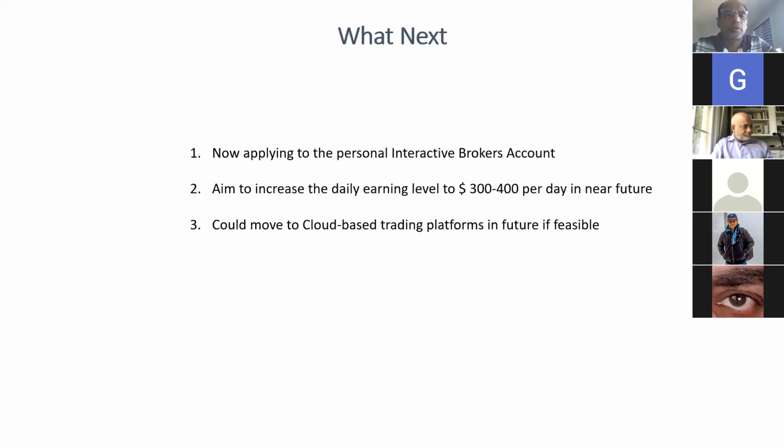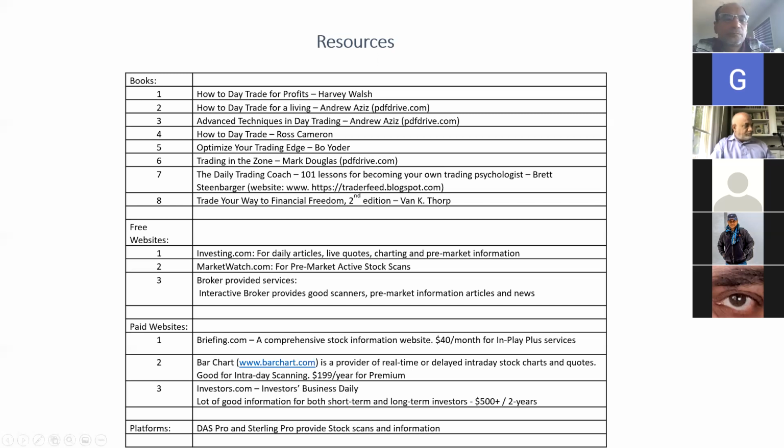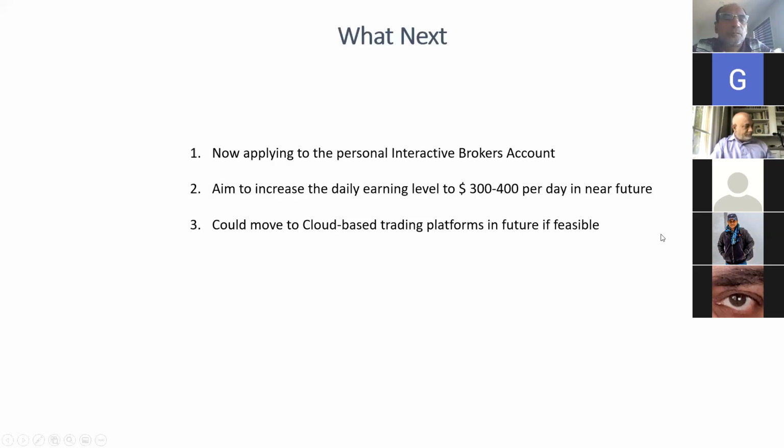What next? The next step would be to apply this to my personal account from the live simulator account. The aim is to increase the daily earning level to $300 to $400 per day in the near future. And I could move to these cloud-based trading platforms in future, which are DAS Pro and Sterling. Right here. And that's pretty much it.